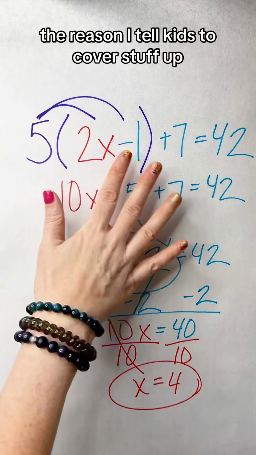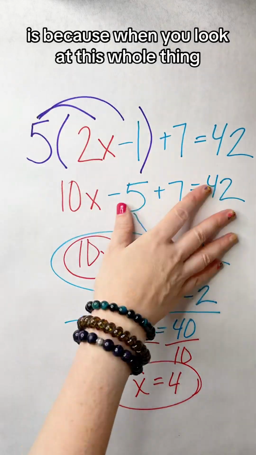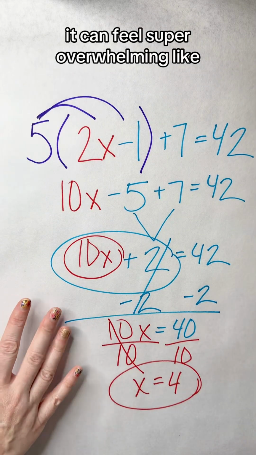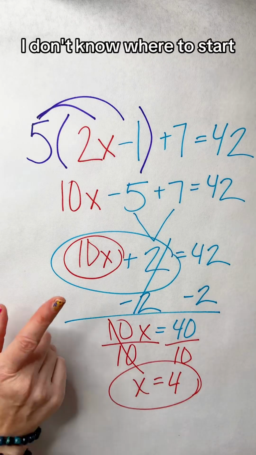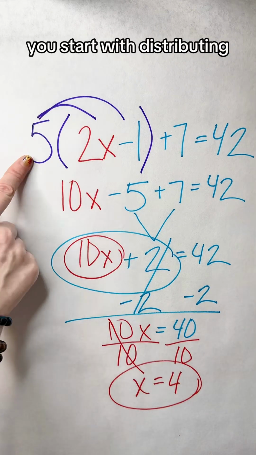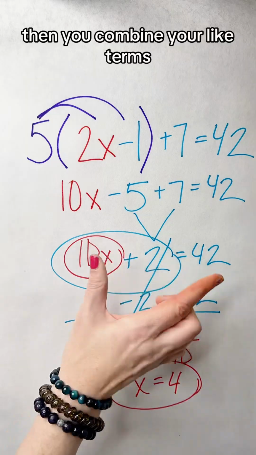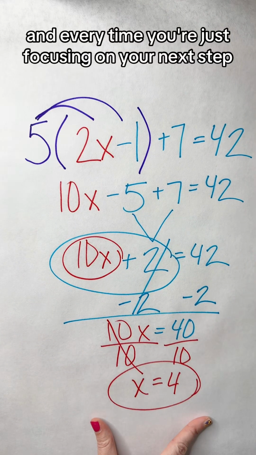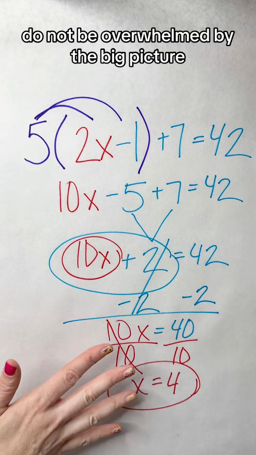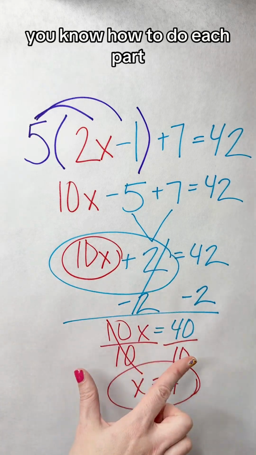The reason I tell kids to cover stuff up is because when you look at this whole thing, it can feel super overwhelming. Like, oh my goodness, this is so many steps. I don't know what to do. I don't know where to start. But you do know where to start. You start with distributing. Then you combine your like terms. And every time you're just focusing on your next step. Do not be overwhelmed by the big picture. You know how to do each part.